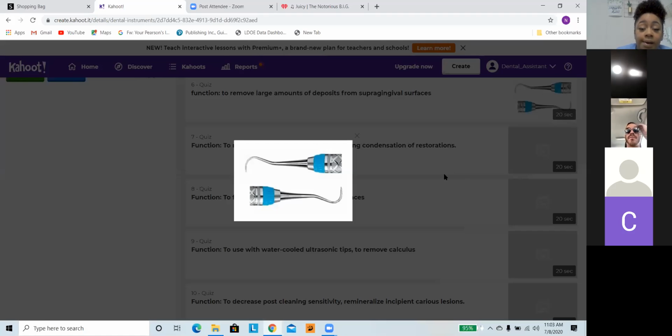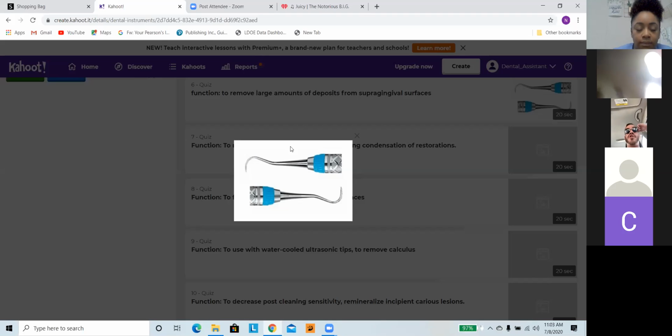Would it be on the amalgam tray? No, I don't think it is. Composite tray? Crown and bridge? Would it be on the Profi tray? I think it is. If you look at the question, it says it removes large amounts of deposit from the subgingival surfaces. What instrument that we actually use removes large deposits like calculus, any buildup, any tartar?